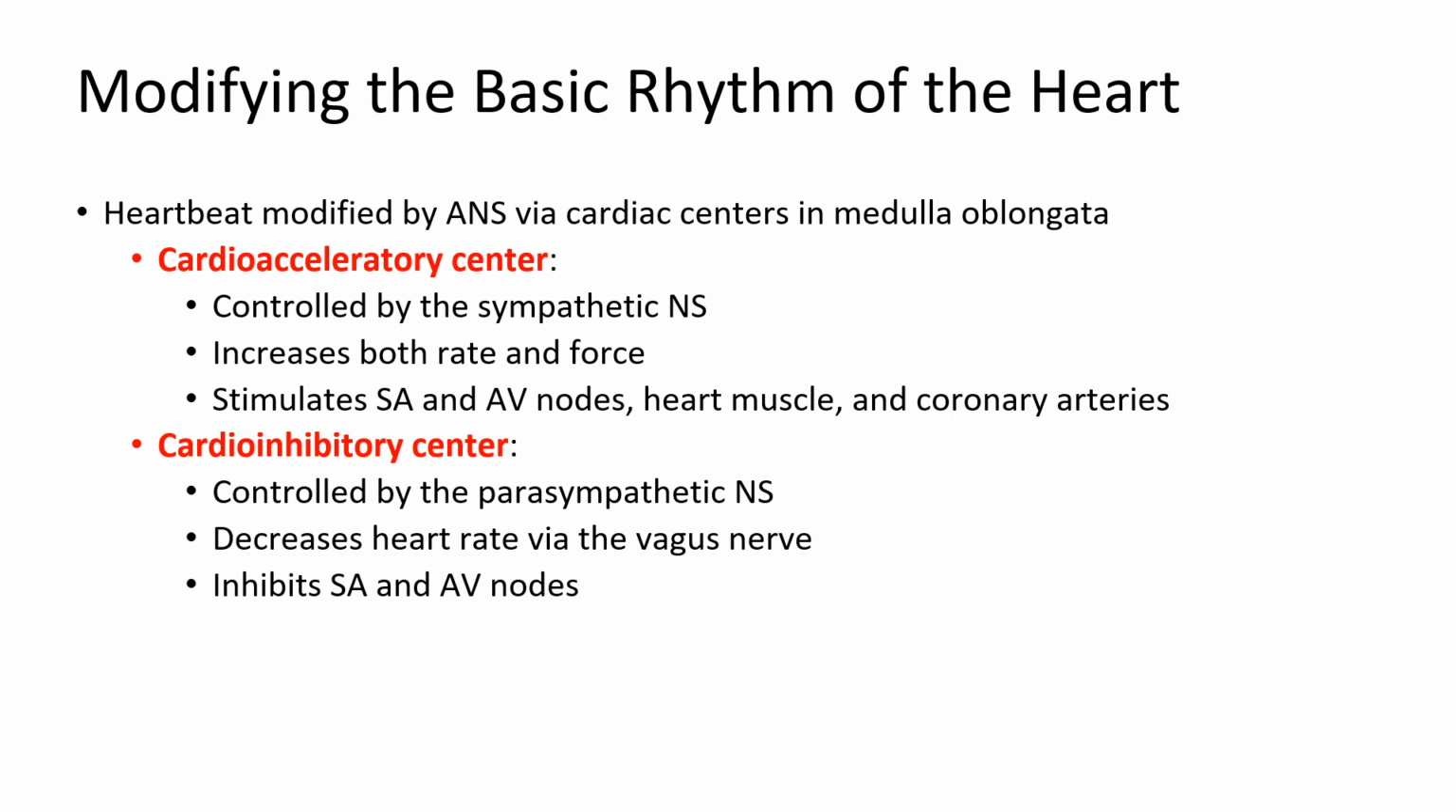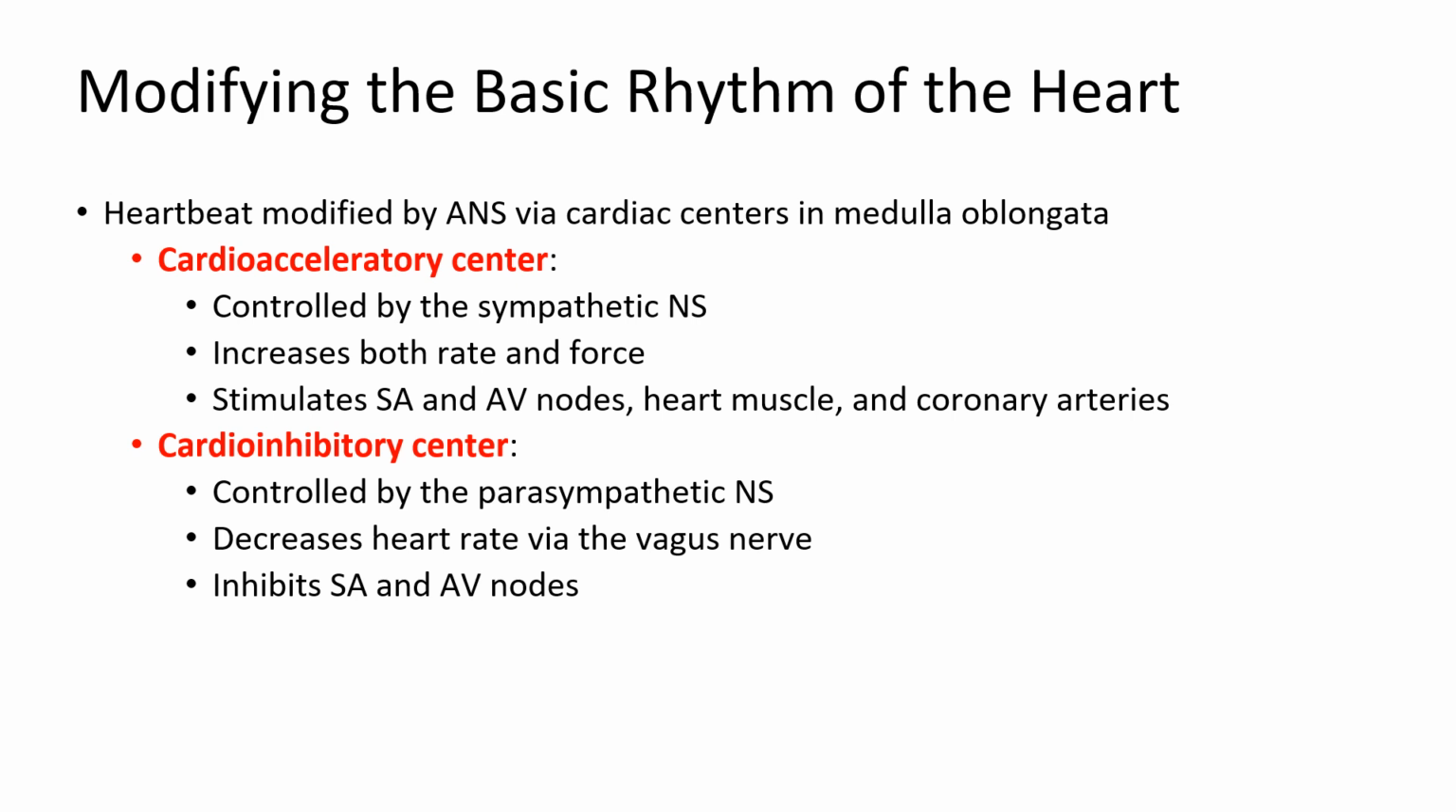So the pace of your heart is controlled locally, but there are ways to modify and control the heart coming from other places in the body. In this case, it's modified by the autonomic nervous system via the cardiac centers in the medulla oblongata. The medulla oblongata, sort of a primordial part of the brain, is usually in charge of pretty important stuff. And so being able to control your heartbeat is also pretty important.